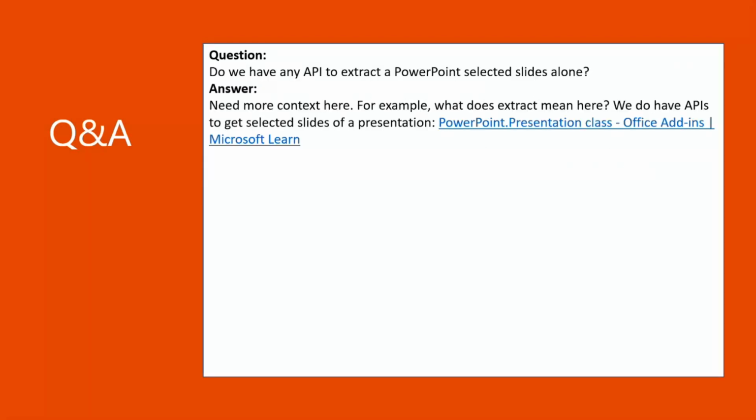This question is, do we have any API to extract a PowerPoint selected slides alone? For this question, we need more context here. For example, what exactly do you mean by extract? We do have APIs to get selected slides of a presentation that could be found at this link here. But in regards to what exact functionality you're trying to implement, it would be great if you could either add another question into next month's community call questions, or if you could provide more information at a GitHub feature request link.